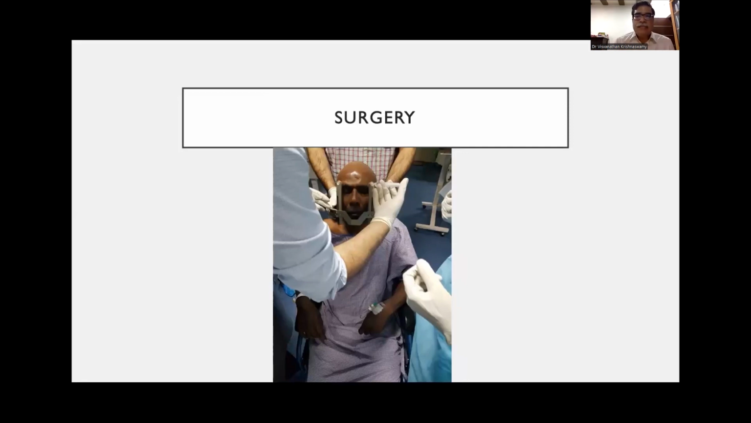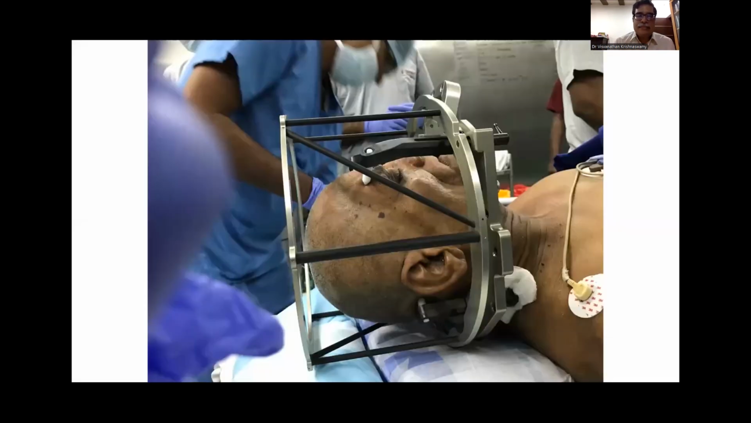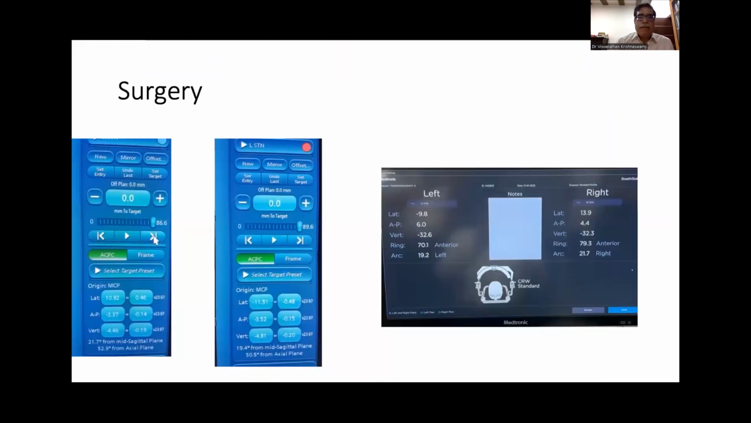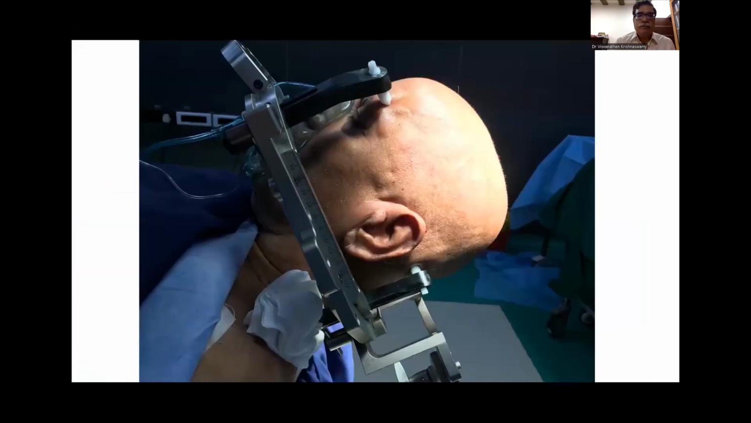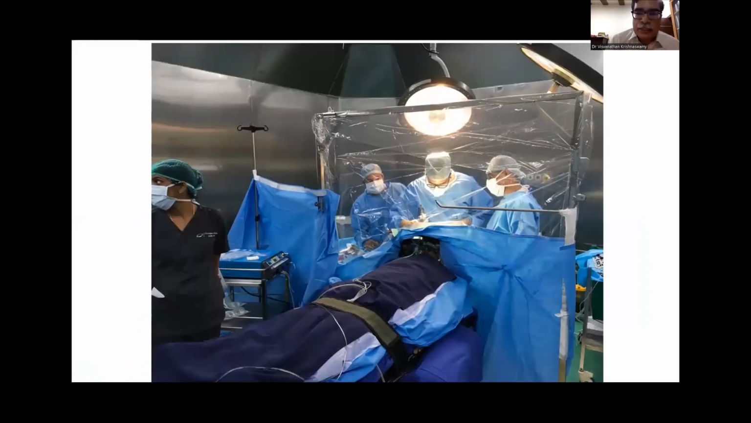So this is fitting the Leksell frame in the patient, giving local anesthesia through that, and then the screws will go in. This is a CRW frame with the indicator box on it prior to the CT. Once the CT and MRI are fused, the planning station gives us the coordinates for X, Y, and Z, and the ring and the arc. The patient is wheeled back into theater. After sterile prep and drape, the surgery starts.